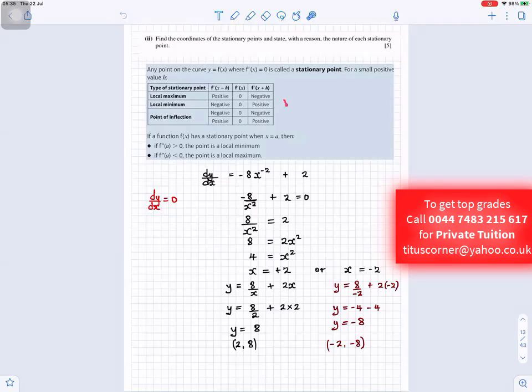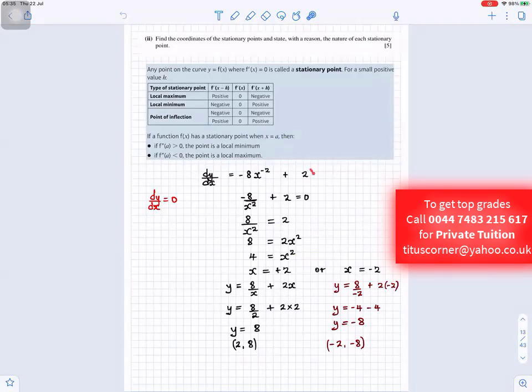You can use this table to determine the nature of a stationary point, or you can use the second differential. When you differentiate twice and it's bigger than 0, it's a local minimum. When you differentiate twice and it's less than 0, it's a local maximum.